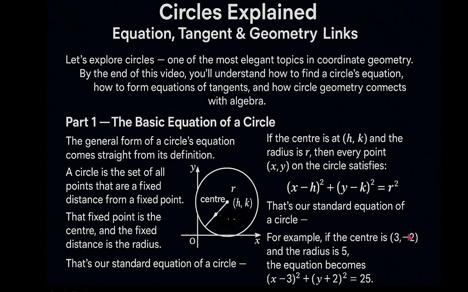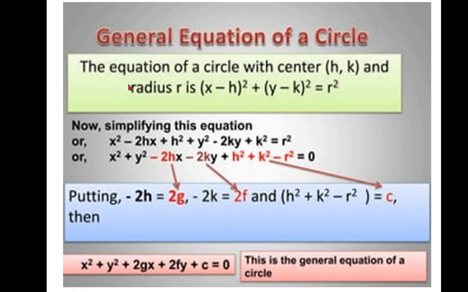Now let's explore more. The general equation of the circle. Now we know this is the equation with center (h, k) and radius r: (x minus h) whole square plus (y minus k) whole square. Now we are going to expand it using the perfect square formula, a square minus 2ab plus b square: x square minus 2hx plus h square plus y square minus 2ky plus k square is equal to r square. Now we arrange it: x square and y square, then minus 2hx minus 2ky plus h square plus k square minus r square.